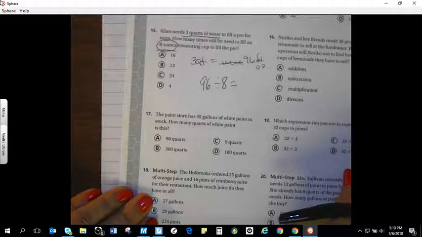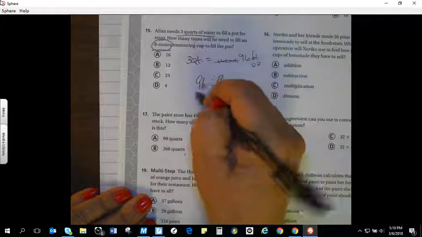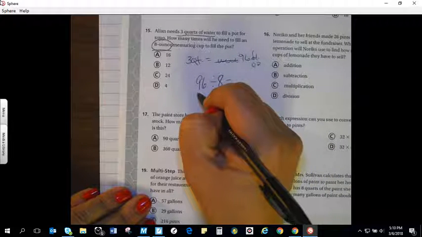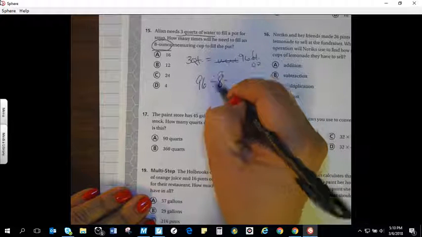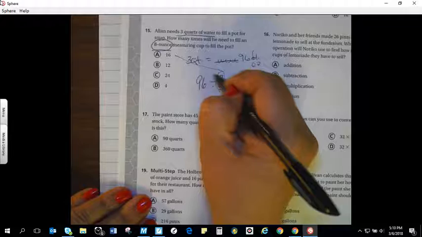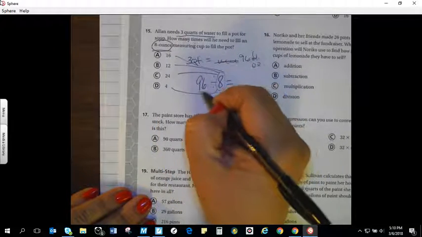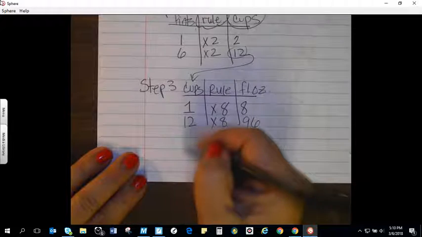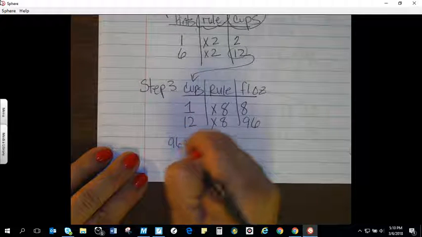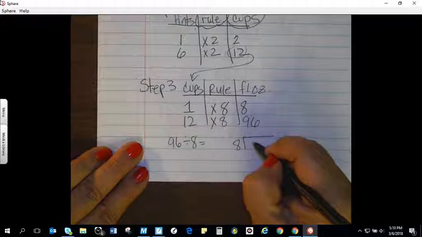So I want you to look carefully. If you're weak at division, this is going to be your dividend, this is your divisor, and then this is your quotient. Take your divisor and multiply it by one of your answers, and you should get 96 for your total, because you're working backwards. If not, what I'm going to do is take my 96 divided by 8 equals, and I'm going to do my long division.